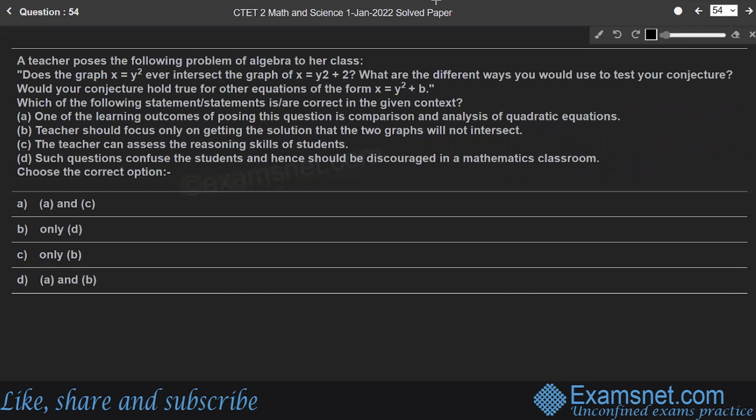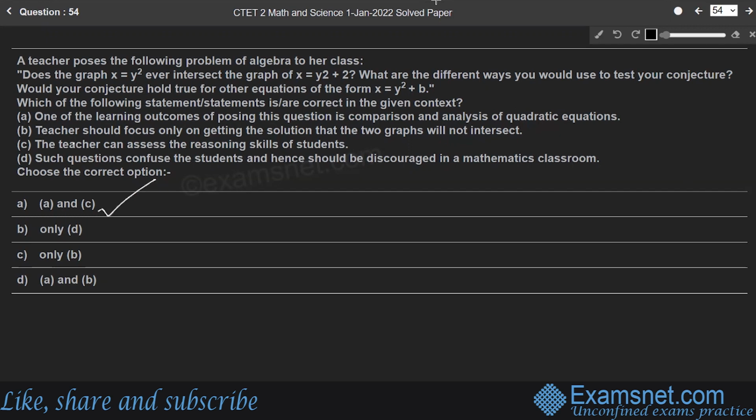First statement: One of the learning outcomes of posing this question is comparison and analysis of quadratic equations. Second statement: Teachers should focus only on getting the solution that the two graphs will not intersect. Third statement: The teacher can assess the reasoning skills of students. D: Such questions confuse the students and hence should be discouraged in the mathematics classroom. Choose the correct option. Here, the statements 1 and 3, that is A and C.